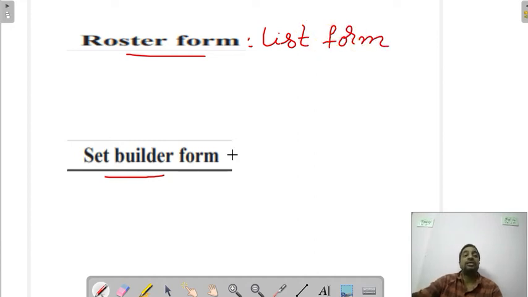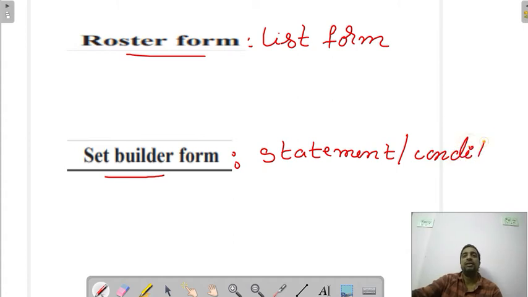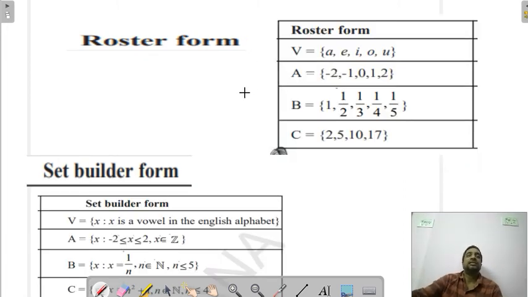And set builder form, in the form of a statement or condition. Okay, condition. Fine. Right, very good. So let us see a few more examples. See here, some roster form examples are there, and some set builder form examples are there.